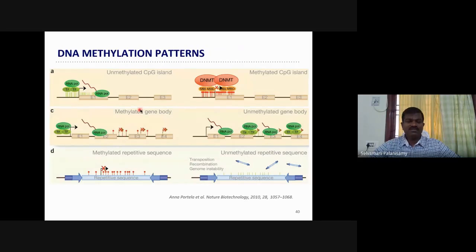And this is the graphic for the DNA methylation pattern. So this is an unmethylated CpG island. In case of methylation, all these domains are methylated, shown in red. In case of a methylated repetitive sequence, it proceeds like this, in this direction. In contrast, the methylated CpG islands are totally methylated here. And these kinds of patterns are not observed in the unmethylated gene body. And an unmethylated repetitive sequence looks like this. It involves transposition, recombination, and genomic instability.